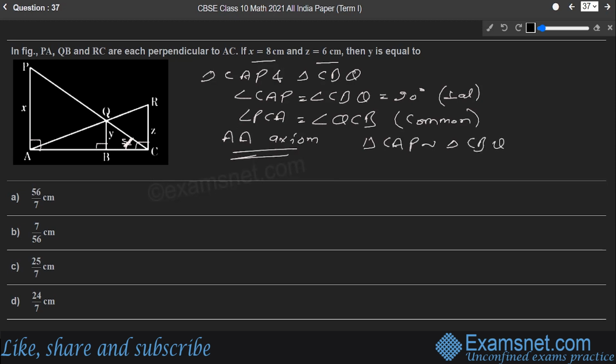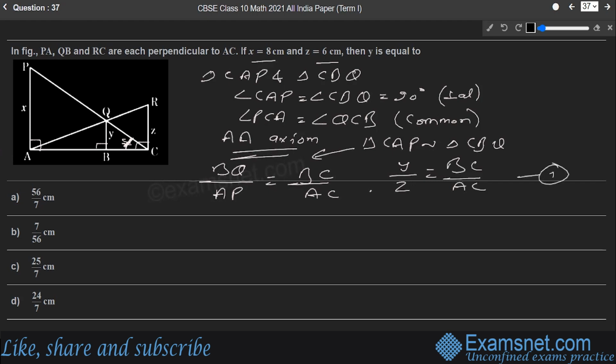When two triangles are similar, their corresponding side ratios are also equal. So we can say that BQ by AP, the corresponding sides from both the triangles, is equal to the other pair, BC by AC. Now BQ and AP are already given as y and z, so we can write simply y over z is nothing but BC by AC. Let us take it as equation number 1.